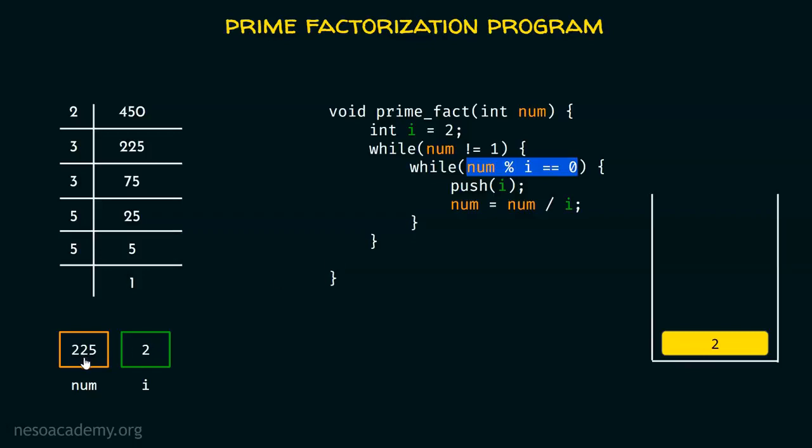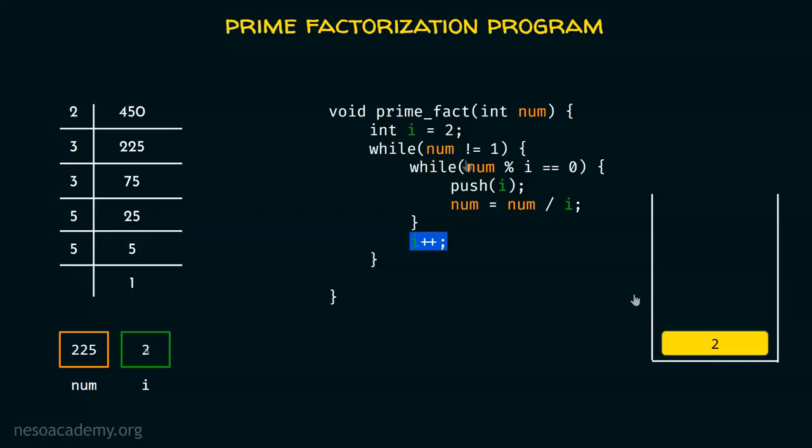Is this number divisible by 2? No, num is not divisible by 2, right? This condition is false. Therefore, we'll get outside of this while loop. And after getting outside of this while loop, we need this line of code, that is I++. We have to increment the value of I. Next time, we must divide this number by 3. And if this number is divisible by 3, we will continue and we will push this element onto stack. I hope the idea is clear to you, right?